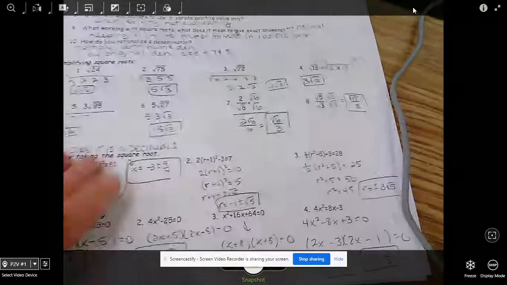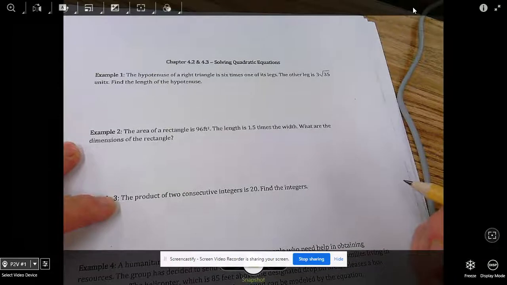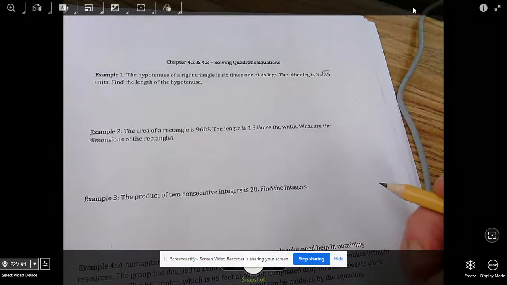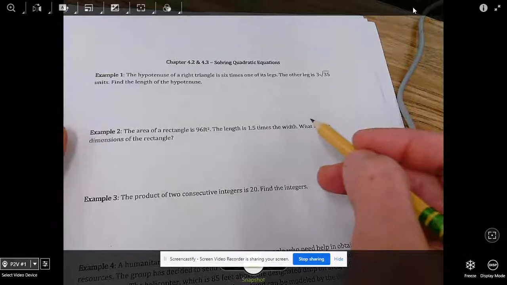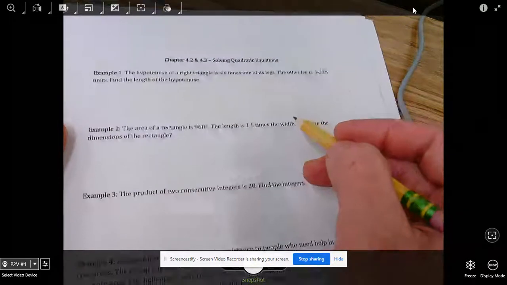Okay. All right. So now in your notes, today we're not learning anything new. We're just talking about word problems, because as you get into higher mathematics or using math in real life, you're not going to necessarily be handed an equation and asked to solve. You're going to have a situation where from there you'd create an equation based off the situation, and then you would solve. Okay, so here's a situation here. It says the hypotenuse of a right triangle is 6 times one of its legs. The other leg is 3 root 35 units. Find the length of the hypotenuse.